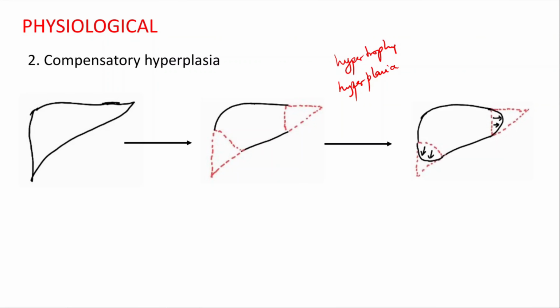This is compensatory hyperplasia. The second example is seen in the kidney post unilateral nephrectomy, where due to removal of one kidney, the other kidney which stays in the body increases in size to compensate for the function of the removed kidney.